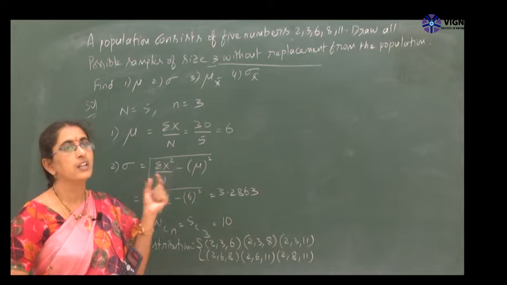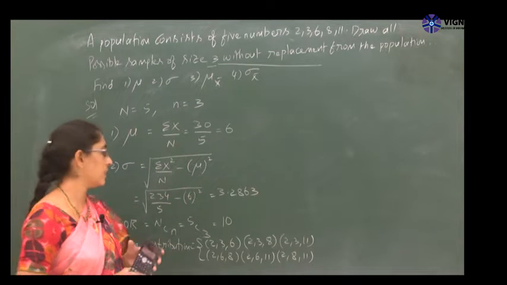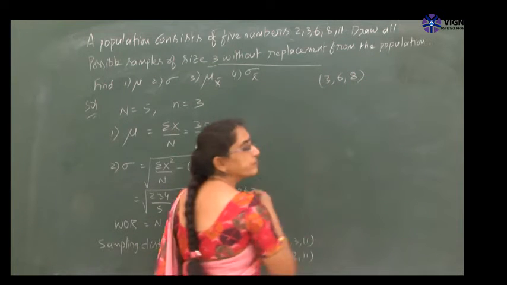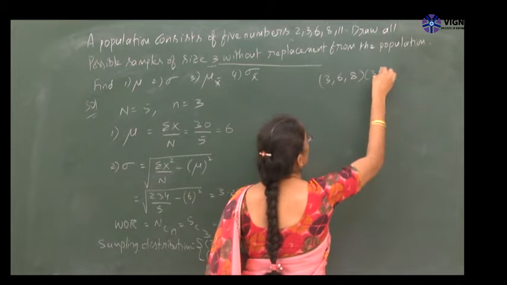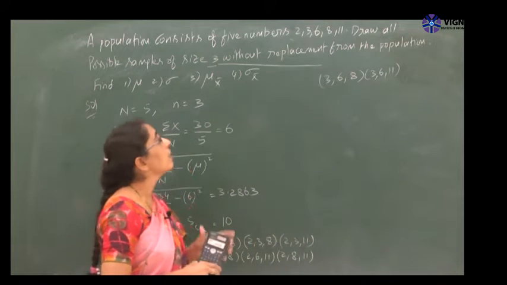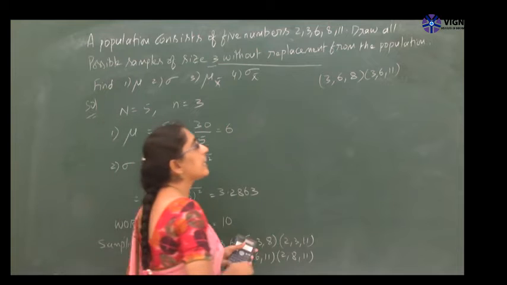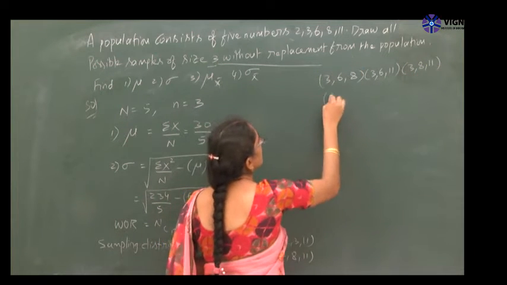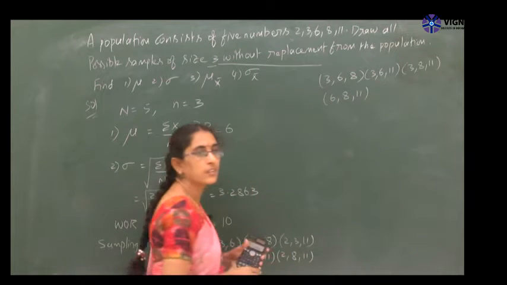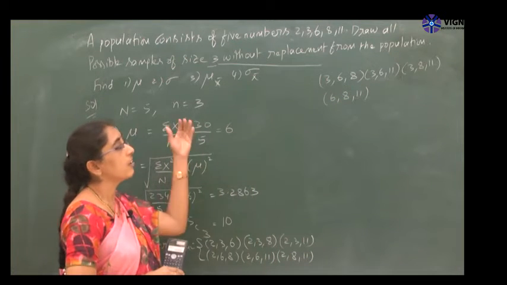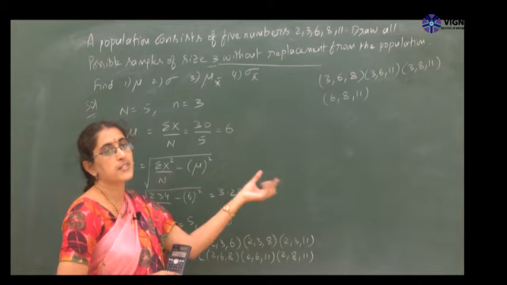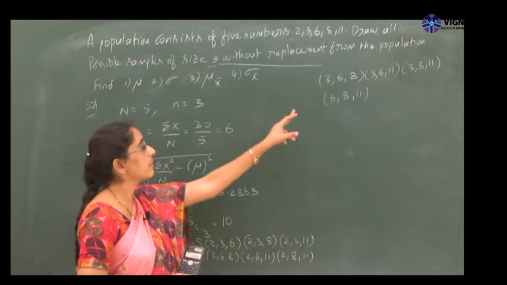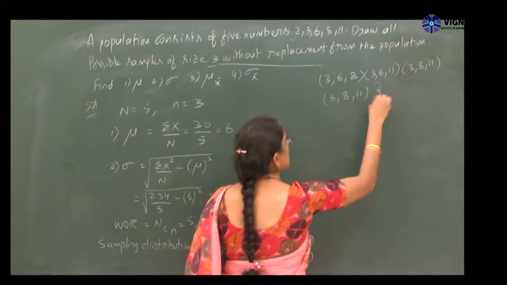Starting with 3, just draw the samples without replacement of size 3. The continuation I am writing here. 3, 6, 8 I can consider. Then 3, 6, 11 also I can consider. Then with the fourth element 3, 8, 11. And finally we have 6, 8, 11. So we should get 10 samples. Now there is no possibility to draw more samples of size 3 without replacement. 1, 2, 3, 4, 5, 6, 7, 8, 9, 10. So all the 10 samples are completed.